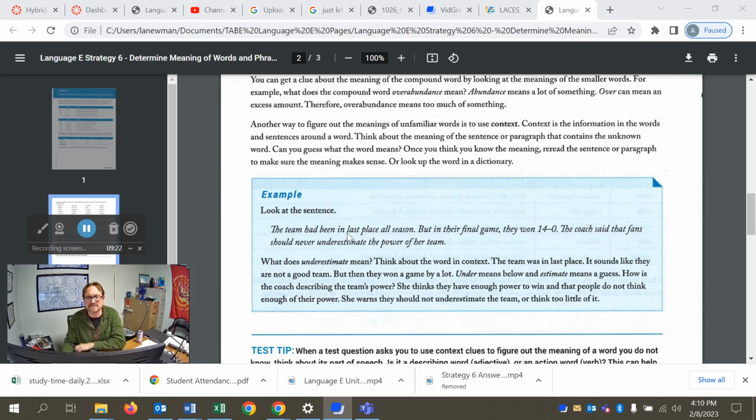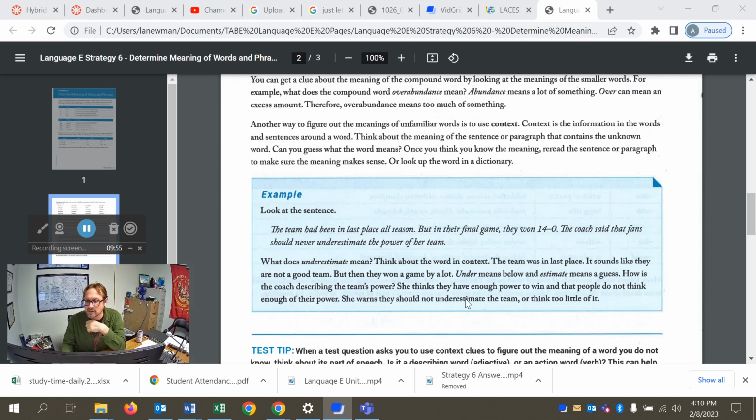Okay, let's look at this sentence and see how it works. The team had been in last place all season, but in their final game, they won 14-0. The coach said that fans should never underestimate the power of her team. Okay, what does underestimate mean? And if you know what it means, then just kind of pretend that you don't here for a minute. Think about the word in context. The team was in last place, bottom of the barrel. It sounds like they're not a good team. But then they won a game by a lot.